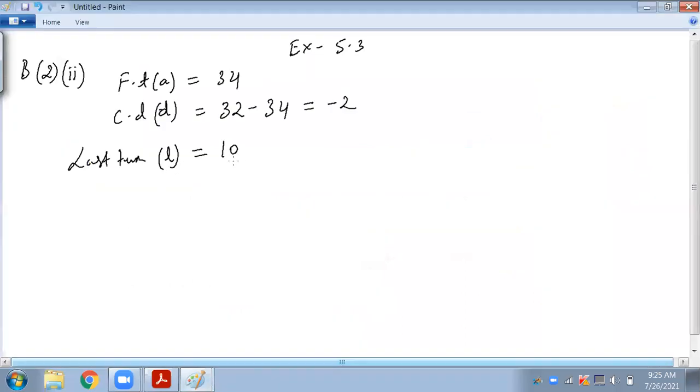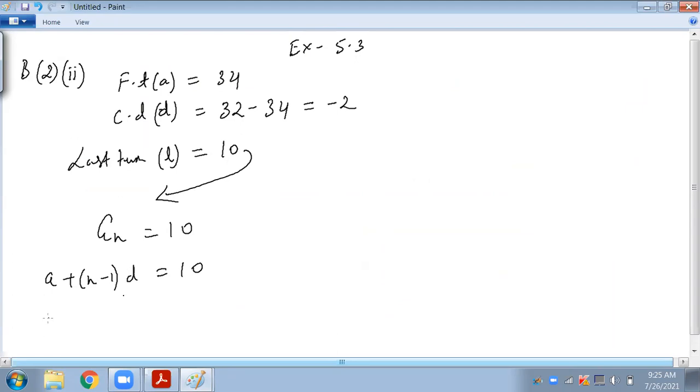Now, as I told before also, we don't know n. We have to first find n, then we can find the sum. Now, how to find n? We're going to use the last term. Last term can be taken as an term. So an equal to 10. Apply the formula of an. An is a plus (n minus 1)d equal to 10.